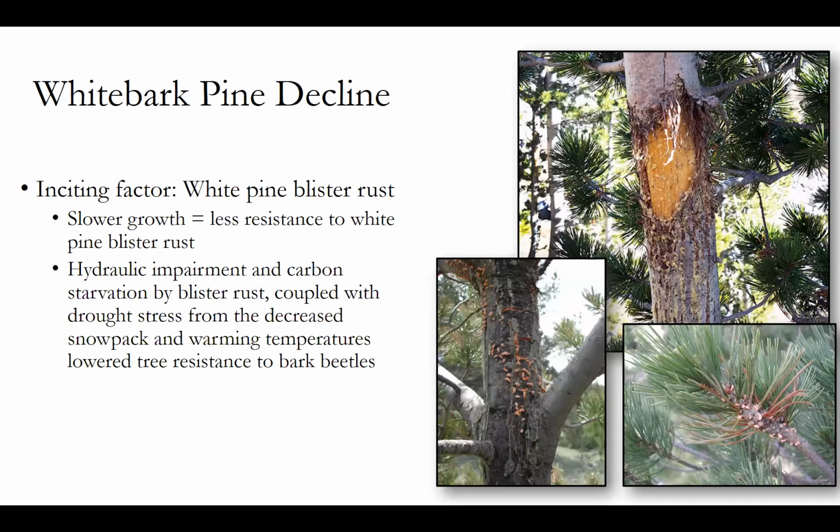White bark pine is not adapted to white pine blister rust. Therefore, this species has no resistance to infection. White pine blister rust slows growth, and it acts much like a root disease would, causing hydraulic impairment. So it makes it hard for the tree to move water. This, in combination with drought stress and warming temperatures, lowered white bark pine's resistance to bark beetles.